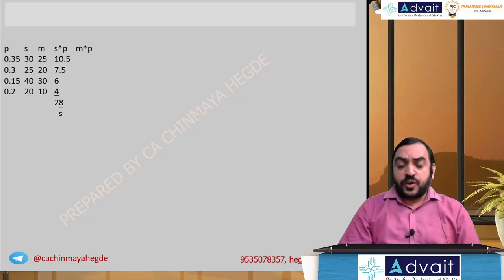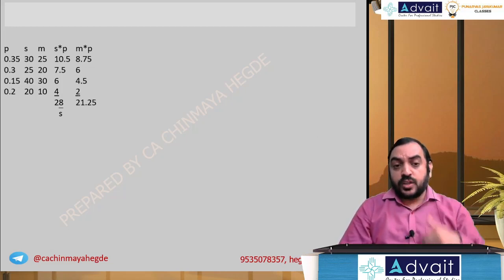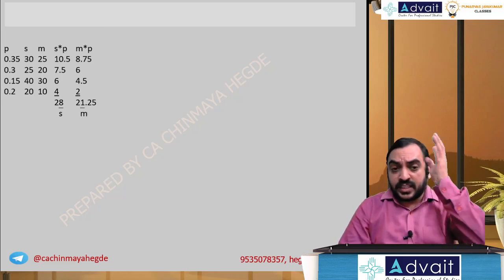S bar, expected return of security, and expected return S bar, both are the same. We'll do the same thing for M into P. 25 into 0.35, 8.75. 20 into 0.3, that is 6. 30 into 0.15, 4.5. 10 into 0.2, that is 2. Total M bar, that is the expected return from the market.